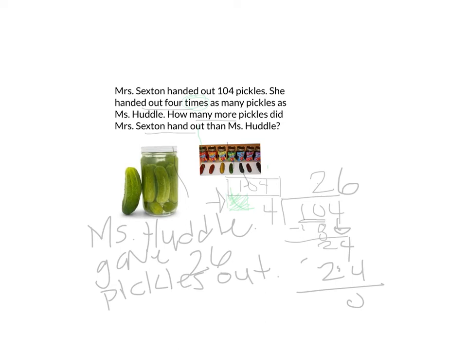Well, Miss Huddle, I am so excited to see how many pickles you handed out, but I think we need to do one more step. I think you're right. Because the problem says, how many more pickles did Miss Sexton hand out than Miss Huddle? So we know that Miss Sexton has 104. Miss Huddle has 26. So we have to subtract to find the difference.